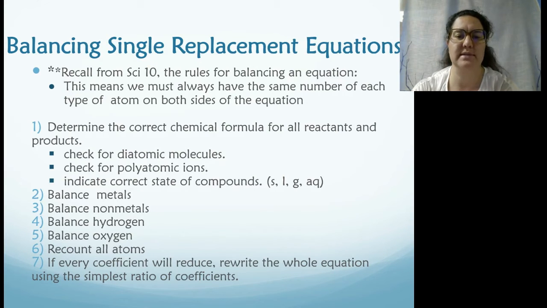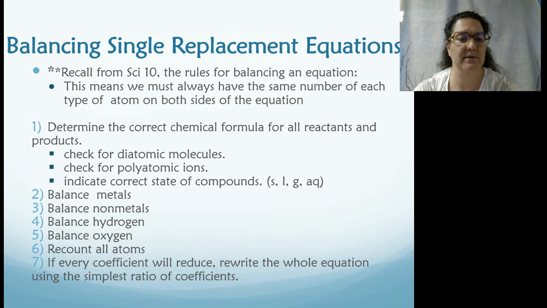Remembering from Science 10, the rules for balancing an equation mean we must always have the same number of atoms on both sides, the reactants and products of an equation. To determine the correct first thing, we want to determine the correct chemical formula for all the reactants and products. We want to check for any diatomic molecules, check for polyatomic ions, and indicate the correct state of the compounds. Are they solid, liquid, gaseous, or aqueous?